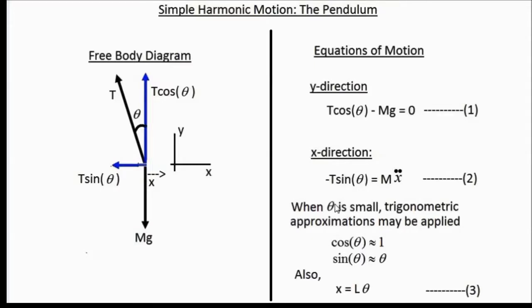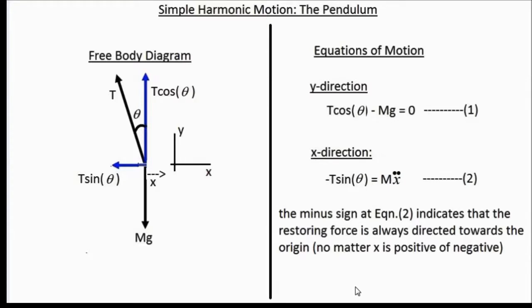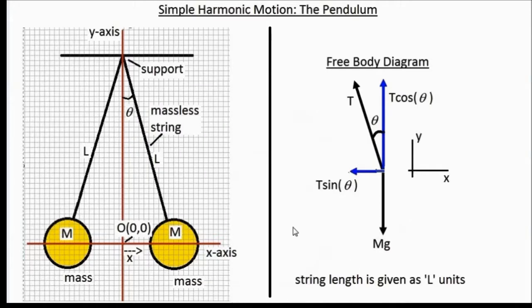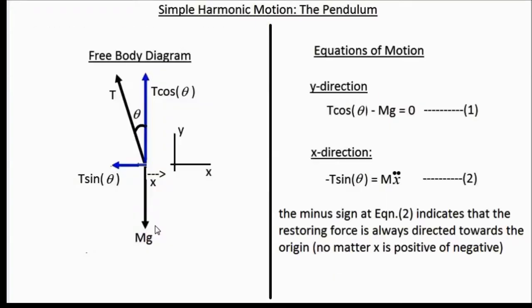Now we may apply the condition that theta is a small angle. Trigonometric approximations imply that cos theta may be approximated as 1 when theta is small, and sin theta may be approximated as theta when theta is small. Also, x is L theta when theta is small. It may be seen that sin theta is actually opposite side by hypotenuse. So since sin theta is theta, we have x is equal to L theta.